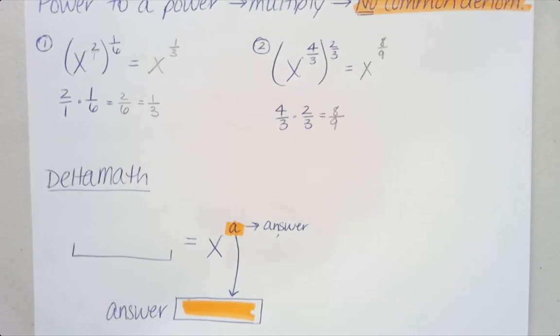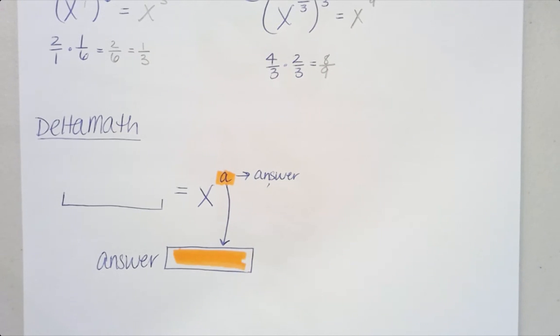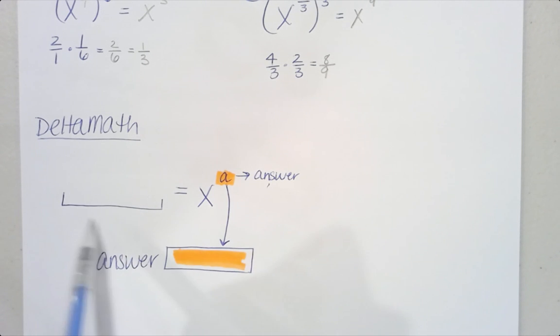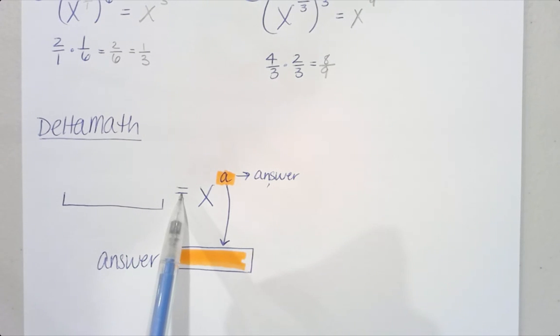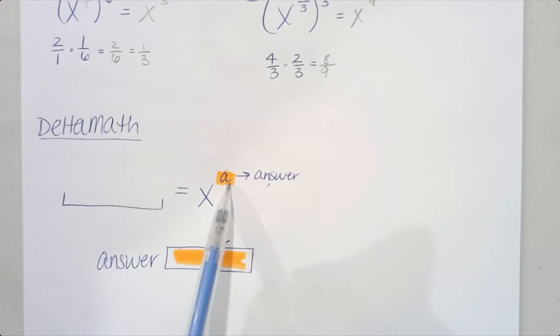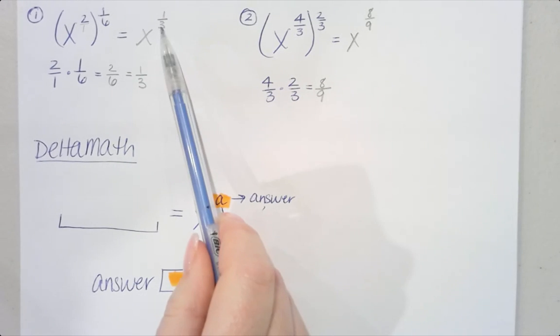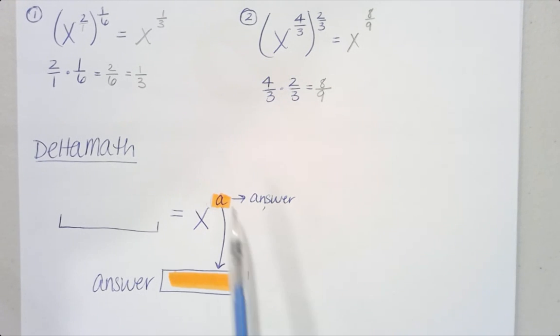My students are using Delta Math as their platform for their practice. So if you are as well, just so you know, these types of problems in Delta Math are going to show you some sort of problem on the left-hand side of the equal sign. On the right-hand side, it's going to say x to the a. What they are asking you to do is place this new exponent, so in these problems above, this would be our next exponent, in the answer box. A stands for answer, and all they're looking for here is the new exponent.